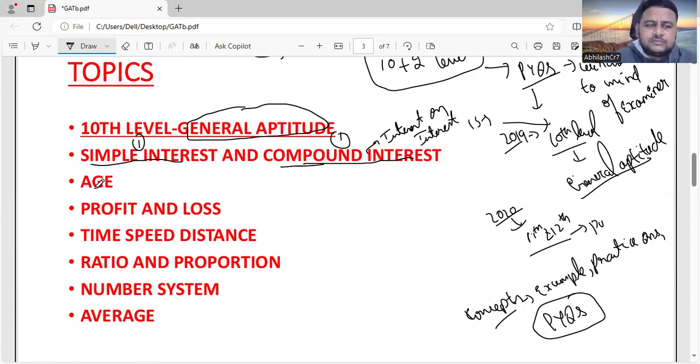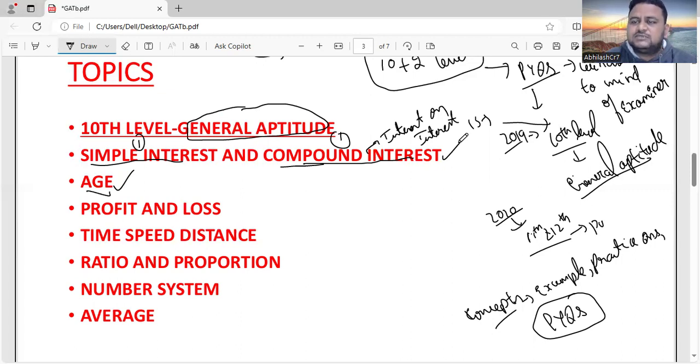Next is age-related questions, which is very important. These are all must-do topics. These are all topics that they've asked, and these topics are easy to solve. When I teach the concepts, you will understand. The PYQs you'll be able to solve by yourself. We will do it in the class also.